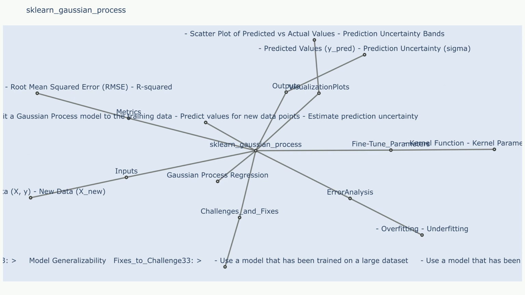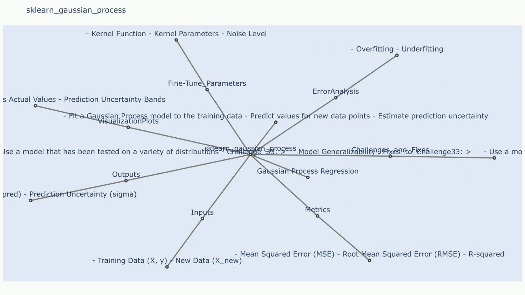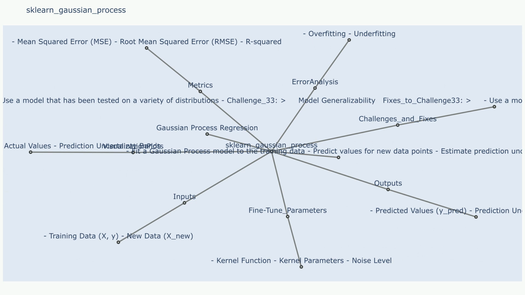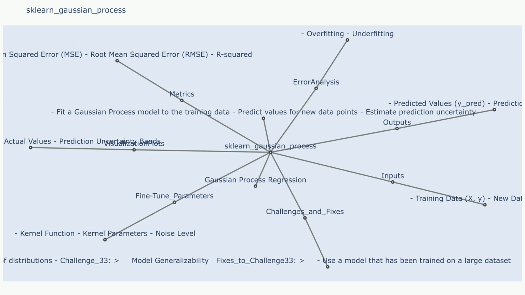Inputs. X. The input features. Typically a 2D array with each row representing a data point and each column representing a feature. Y. The target values. Typically a 1D array corresponding to the outputs for each input data point. Outputs. YPRED. The predicted output values for new input data points. YSTD. The standard deviation of the predicted output values, representing the uncertainty in the prediction.